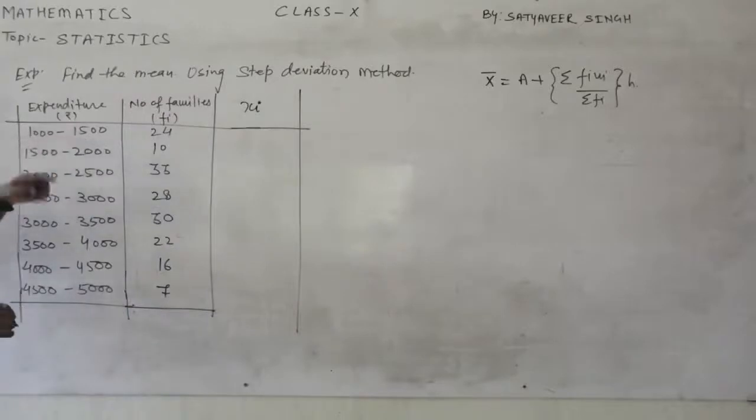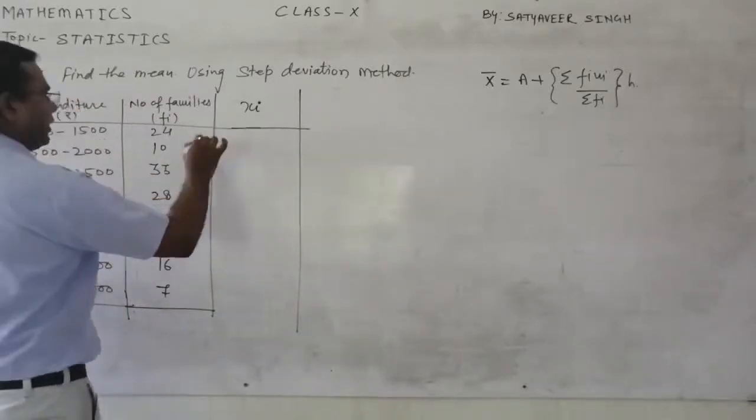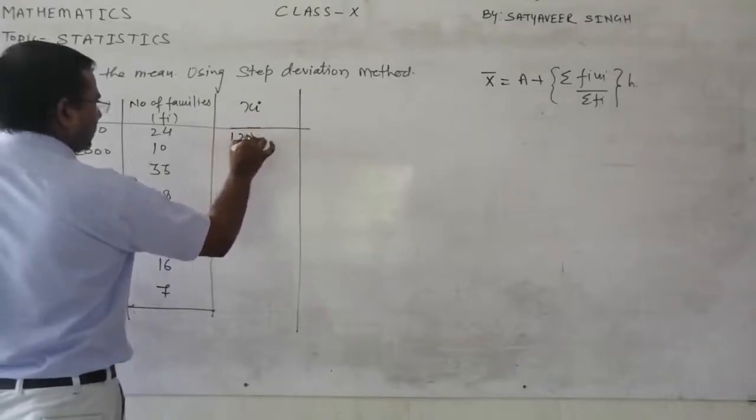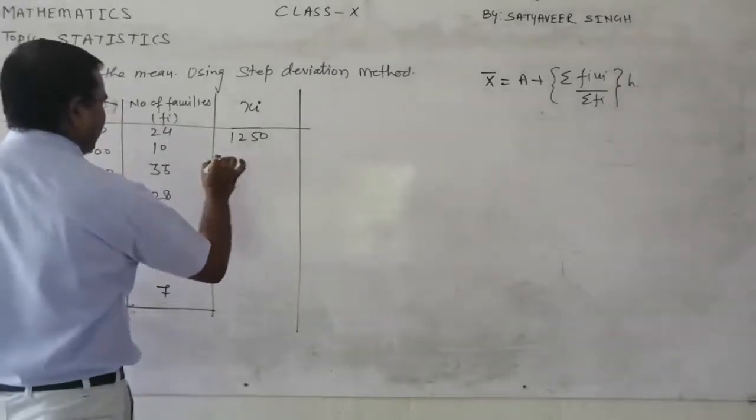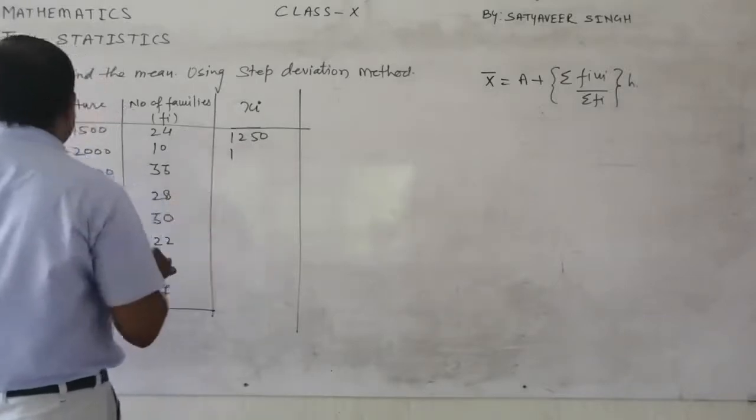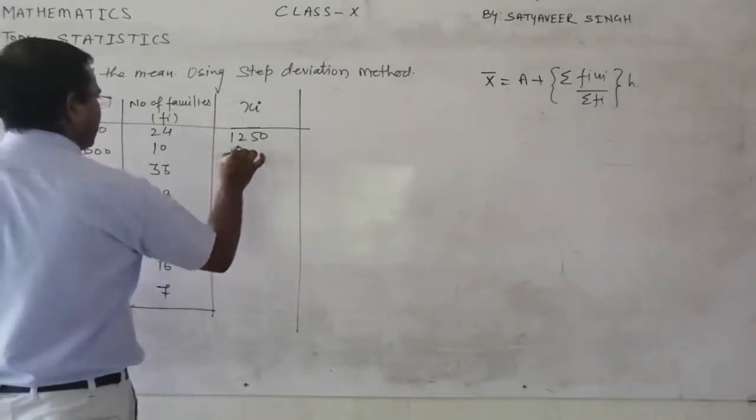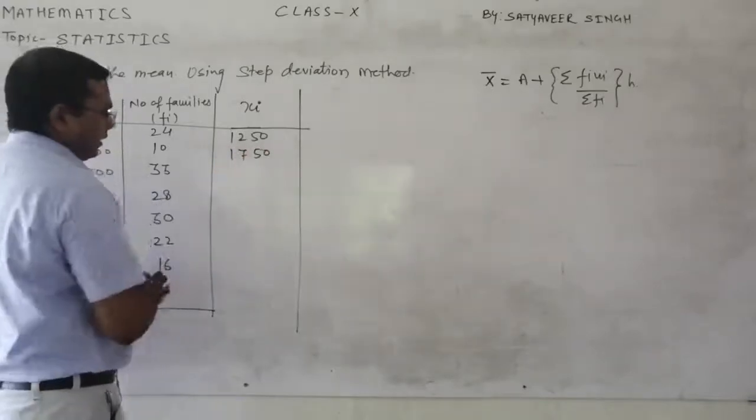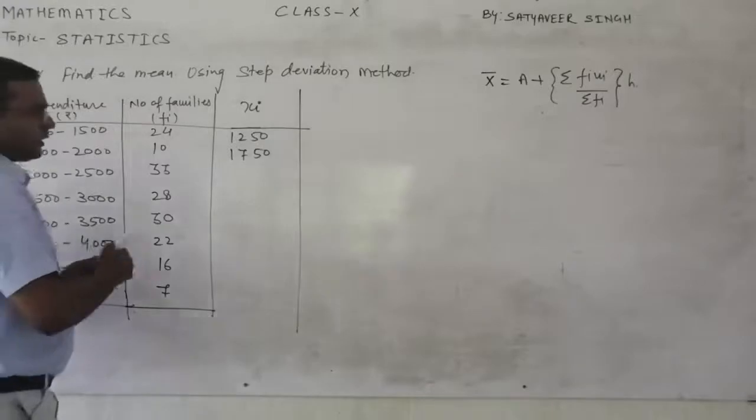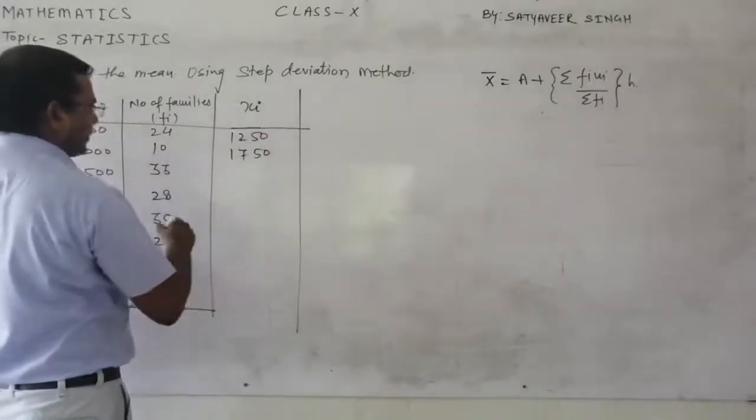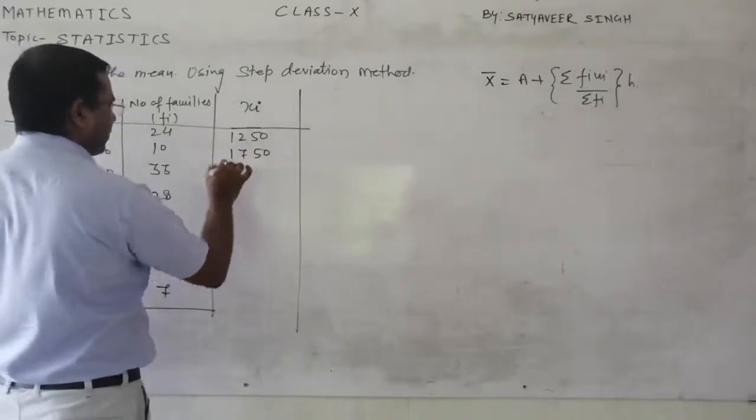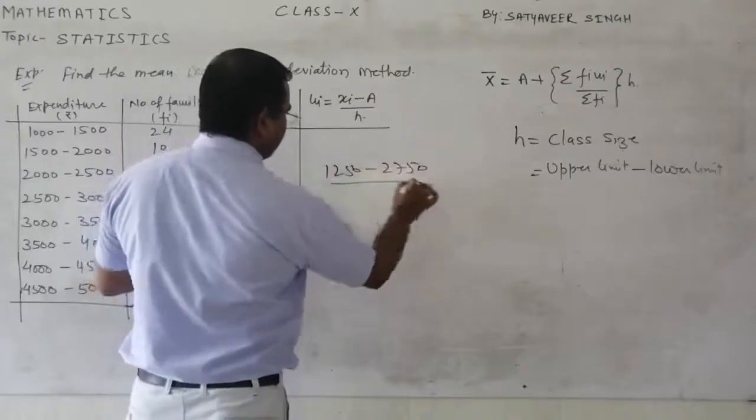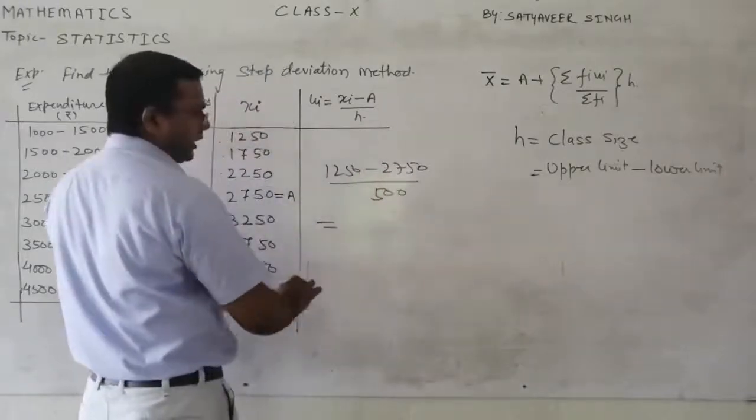So this plus this upon 2, that means 2500 divided by 2, so it is 1250. And again here, 3500 gives 1750. A difference of 500 is coming, so you will maintain the difference of 500. If you add 500 in this, then you get the next value. Then minus 2750 divided by 500.